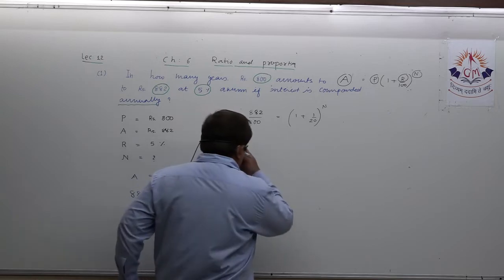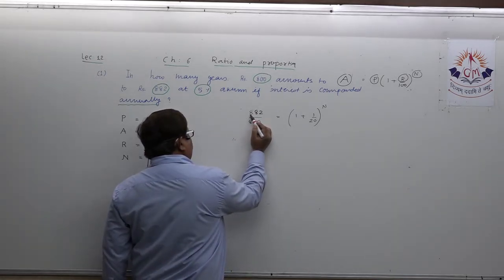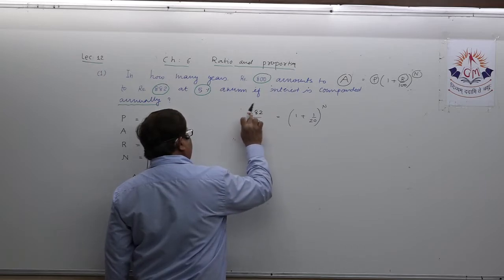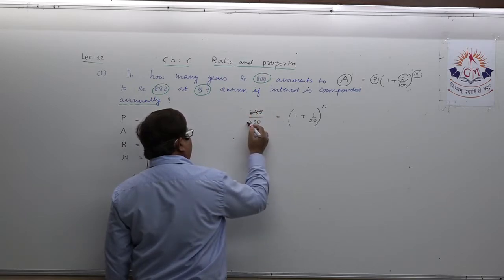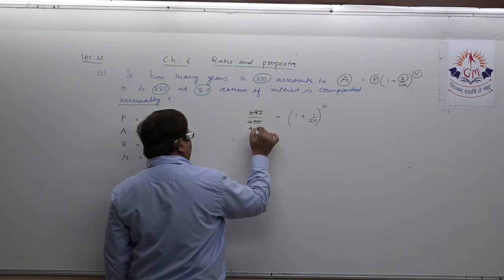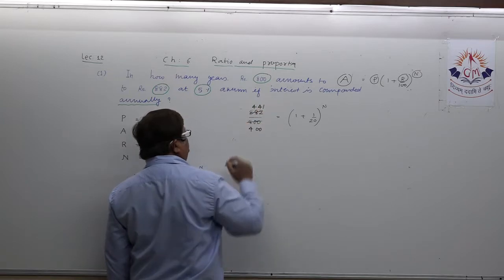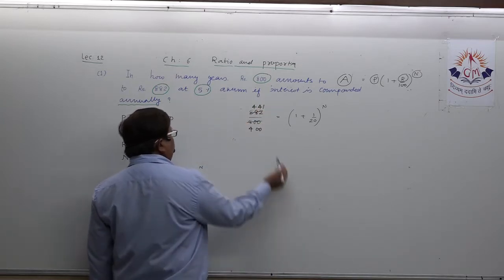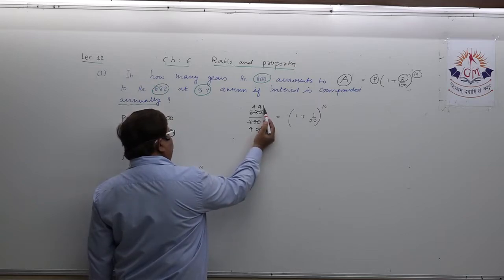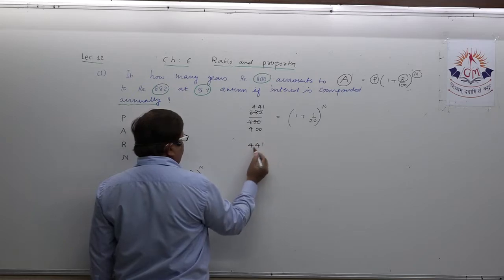Now, dear student, the next step will be the possible cancellation of 882 and 800. Let us cancel by 2. 2 fours are 8, 2 forty-ones are 82, so 441 upon 400. The rest of the cancellation doesn't seem possible here because the units digit is 1 here and 0 there. So you just write it down as it is.